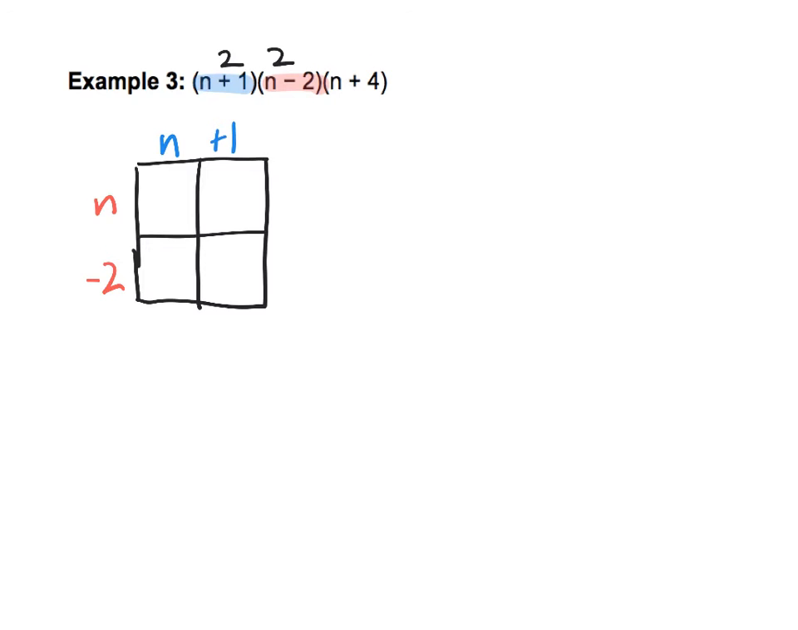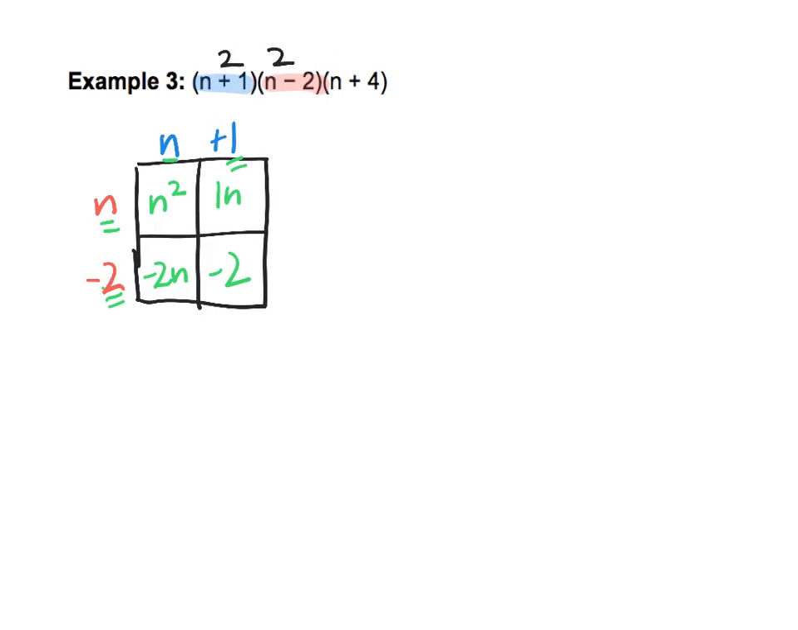So in my first square, we have n times n, which will give me n squared. We're going to do n times 1, which will give me a 1n. We're going to do negative 2 times n, which would give me a negative 2n. And a negative 2 times 1, which would give me negative 2.